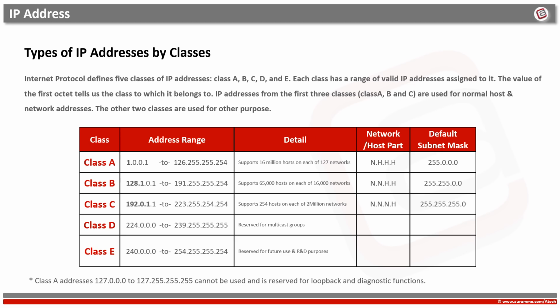Another important point to note here is that class A addresses which belong to the 127 range, starting from 127.0.0.0 until 127.255.255.255, cannot be used and are reserved for loopback and diagnosis functions. For example, you might have seen 127 addresses on your computer sometime. So these are the classes, and this is the most important classification of IP addresses.